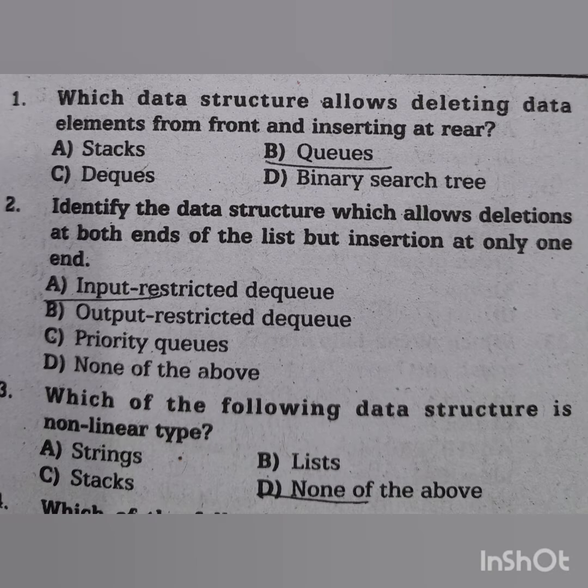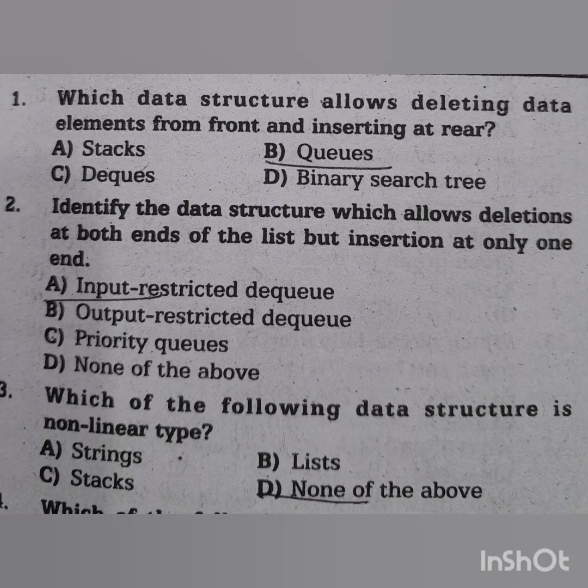Which data structure allows deleting data elements from front and inserting at rear? Queue. Identify the data structure which allows deletion at both ends of the list but insertion at only one end. It is input restricted DQ.